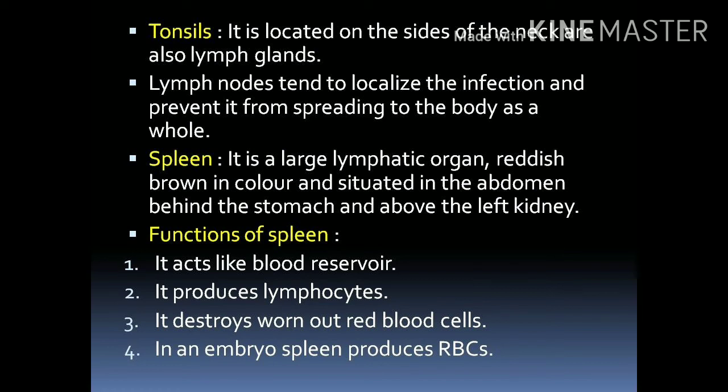Second, it produces lymphocytes. Yes, it produces the lymphocytes. In the embryo stage, next, it destroys worn out red blood cells. Here in the embryo stage it also produces the red blood cells and white blood cells, and it also destroys the worn out or damaged red blood cells, even white blood cells also. And in an embryo, spleen produces the RBCs. So these are the main functions of spleen.